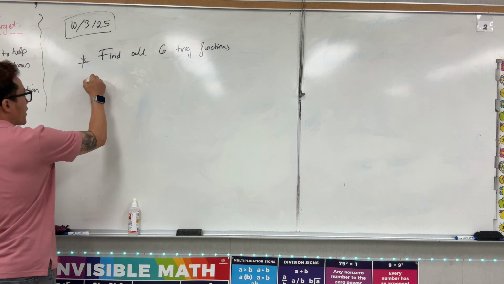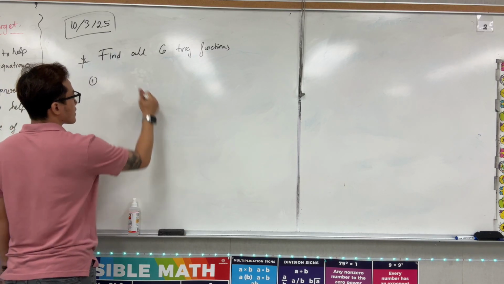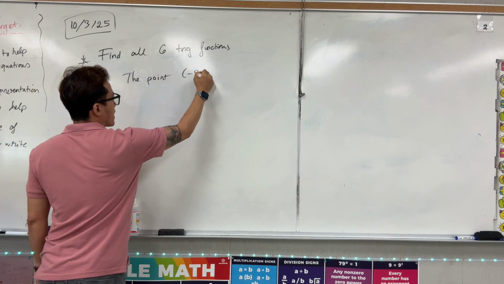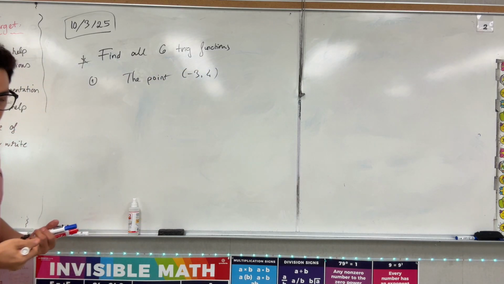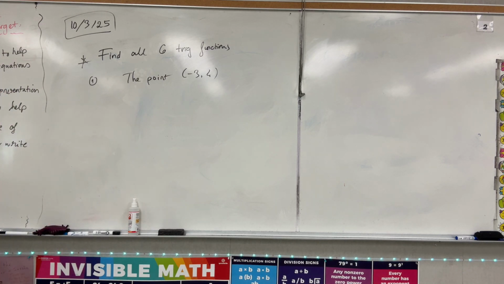Okay. So for the point, if you have a point, (-3, 4), you just have a point, but you need to find all the six trig functions. What are the six trig functions?